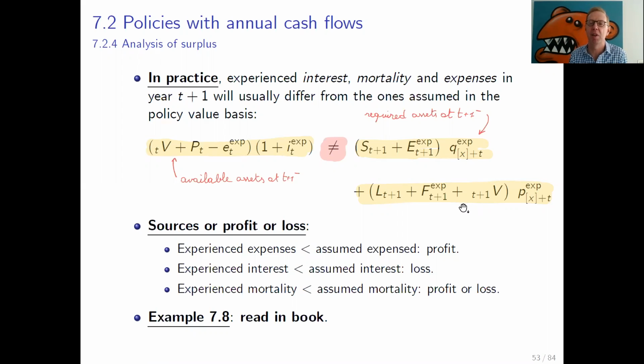So do we in the end have a loss or a profit? That's difficult. You cannot say something in general. It depends on the magnitude of this factor, S_{t+1} plus E_{t+1}, and this factor. So depending on how large the death benefit is compared to the survival benefit, it will lead to a profit or a loss. So this is the end of video 3 on policy values. Thank you for your attention.